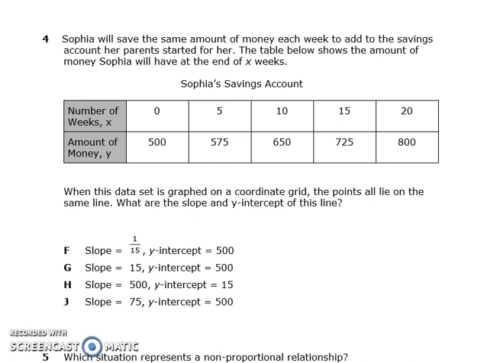F. Slope equals 1 over 15. Y-intercept equals 500. G. Slope equals 15. Y-intercept equals 500. H. Slope equals 500. Y-intercept equals 15. Or J. Slope equals 75. Y-intercept equals 500.